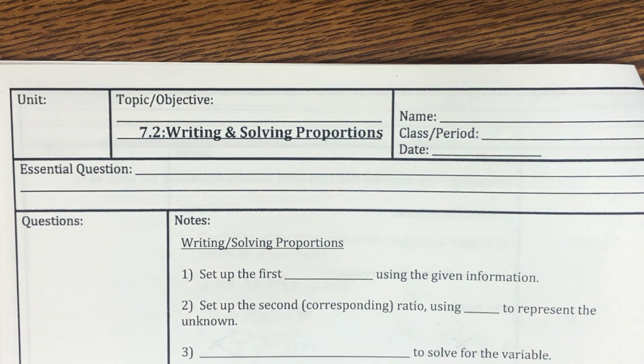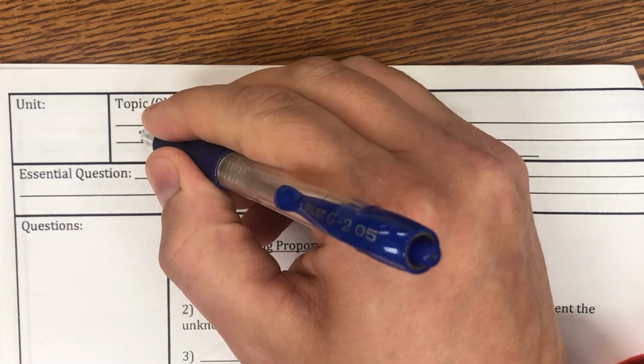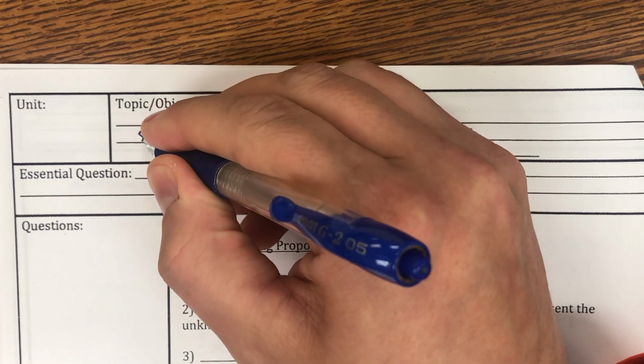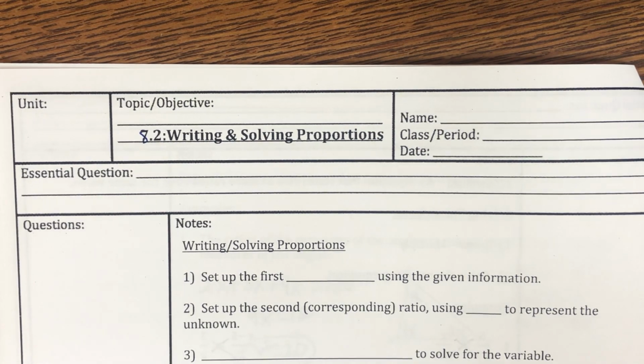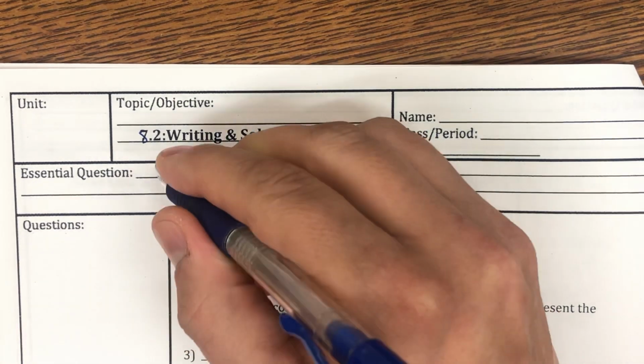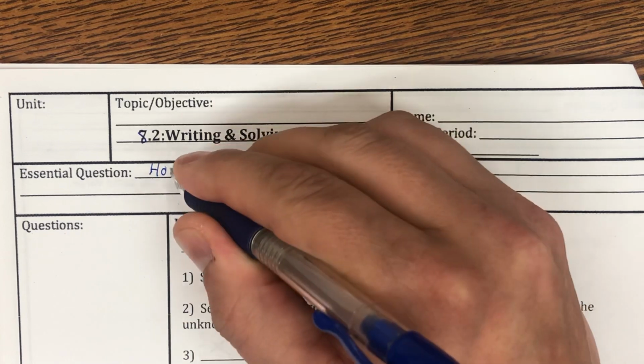We are going to work on what we are going to call 8.2 today, and this involves writing and solving proportions. So this was chapter 7 in our note packet, but it's chapter 8 in the textbook, so we're calling it 8.2. Goal for today, how do I set up and solve a proportion?